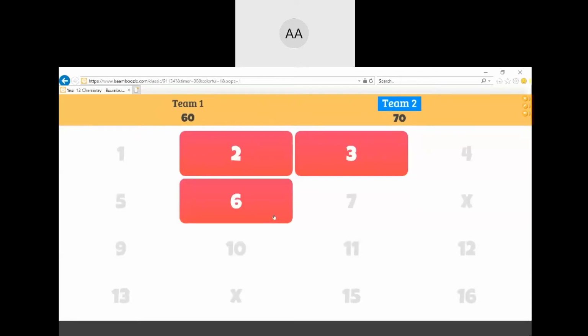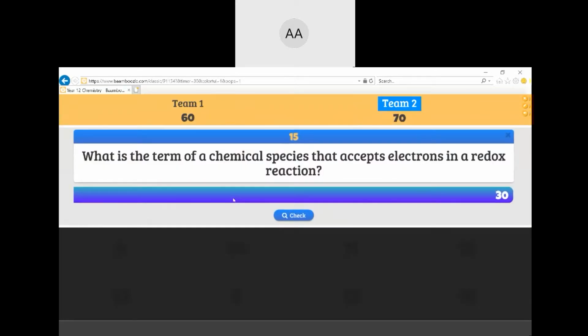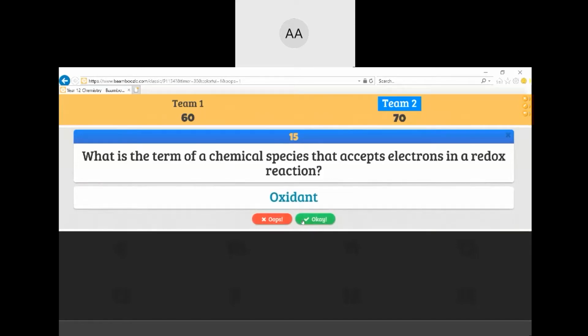Okay, now there's 10 points in it. Team 2's in the lead. Let's have a look. Number 6, you say. What is the term of a chemical species that accepts electrons in a redox reaction? Think about it carefully. Time's going. Accepts electrons. Oh, you think you've got an answer? You want me to check it? Are you sure? Okay, let's go. Well done. It is an oxidant.